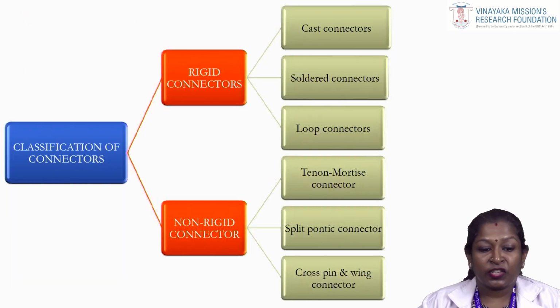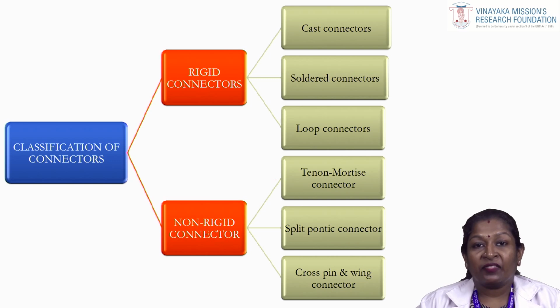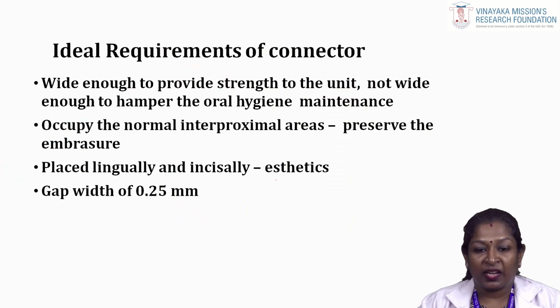This is the classification of connector. You have rigid connectors and you have non-rigid connectors. Under rigid connectors you have cast connectors, soldered connectors and loop connectors. Under non-rigid connectors you have tenon mortise connector, split pontic connector and a cross pin and wing connector.